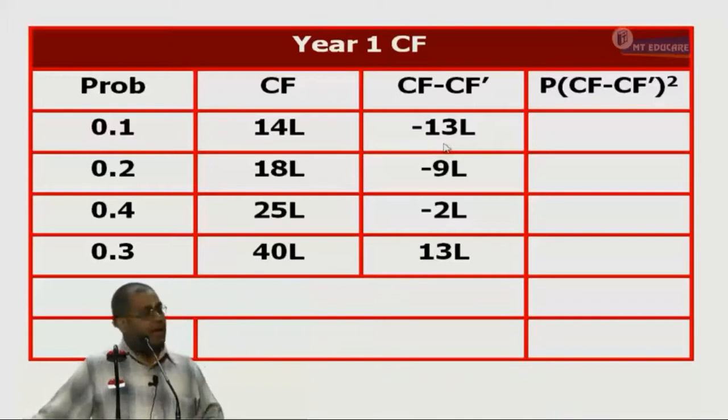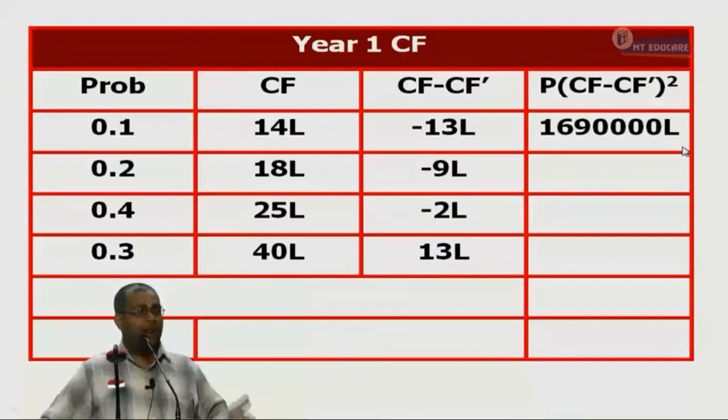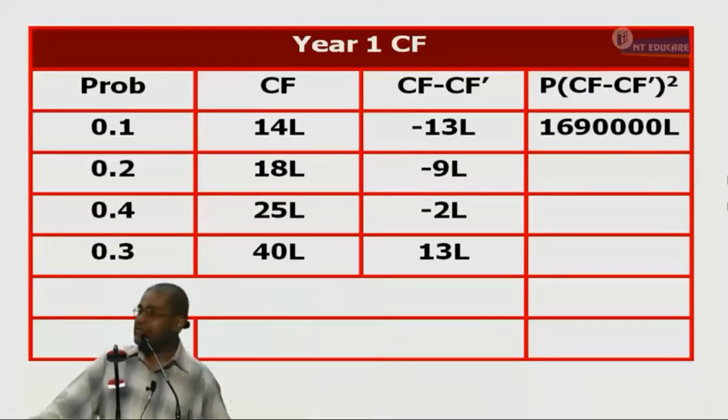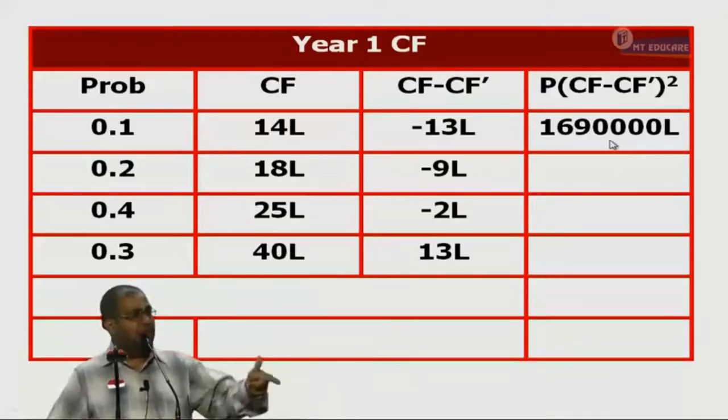Now, when you multiply P into, very simple, 0.1 into 13 lakhs into 13 lakhs, are you following or not? I get 16 lakh 90,000 lakhs, followed by 5 zeros. Is that understood? This is what comes in my calculator. The number will be followed by 5 more zeros. Everybody following?